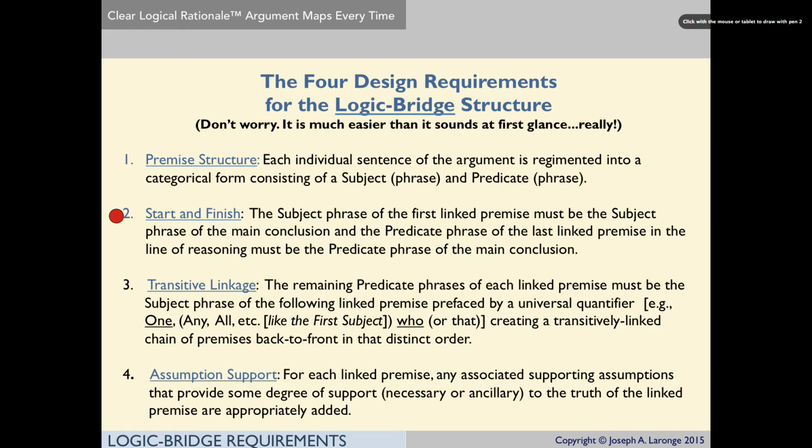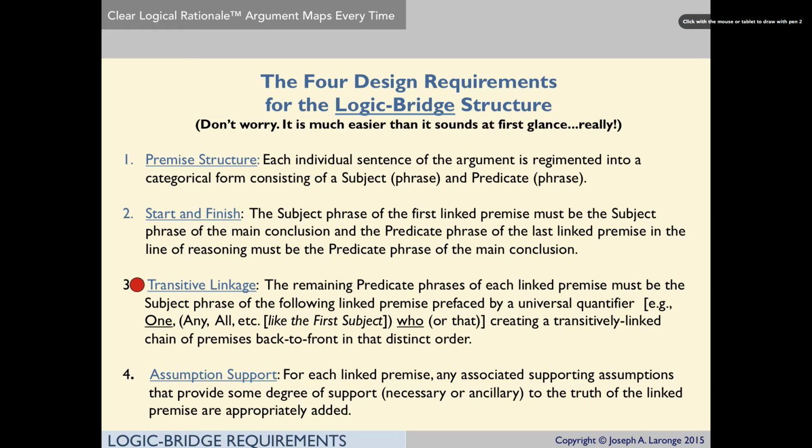Number two, the second design requirement for building your logic bridge argument structure, is that it has a clear start and finish. So a line of reasoning, just like on a bridge, when you start going over the bridge, there is one end cap to the bridge, and the other end cap is the finish when you're traveling across it. And you have a start and finish with the logic bridge too. The way it's achieved, and we'll obviously make it clear with examples, is the subject phrase of the first linked premise must be the subject phrase of the main conclusion, and the predicate phrase of the last linked premise in the line of reasoning must be the predicate phrase of the main conclusion. And I'm sure that's all very confusing until we get to the examples. But this is a sheet you can come back to for review.